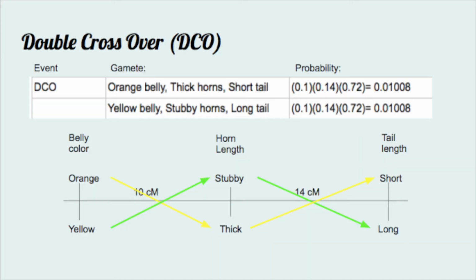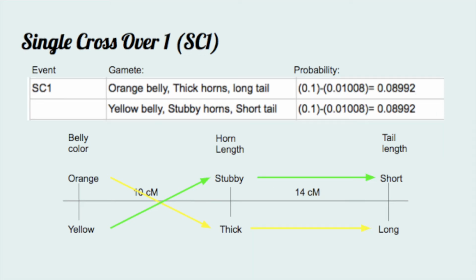To have a double crossover, the crossover must occur at both loci, as you can tell by the yellow and green arrows. The double crossover event happens the least. To find the probability of this event occurring, you multiply both loci by the coefficient of coincidence, so that would be 0.1 times 0.14 times 0.72.